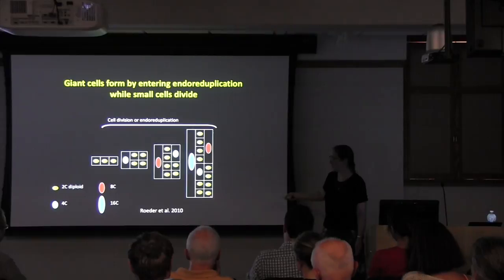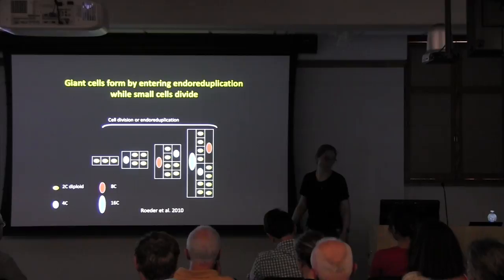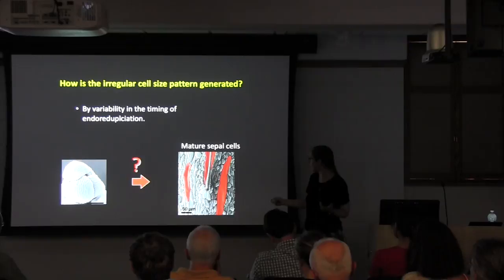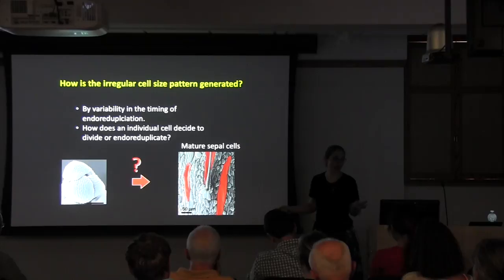So what you can see here is that the pattern of cell sizes develops just based on the time at which each cell decides to endoreduplicate. If it decides to endoreduplicate very early, it becomes very enlarged and becomes a giant cell. If it endoreduplicates late, it does not. Okay, so we've got one answer to our question. How do we get this variability? It's by variability in the timing of endoreduplication. But it still leaves us with another question. How does an individual cell decide whether it's going to divide and become small or endoreduplicate and become large?